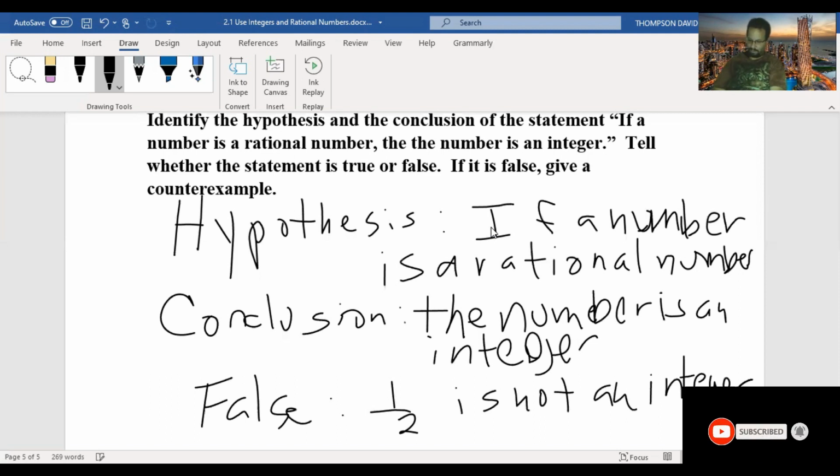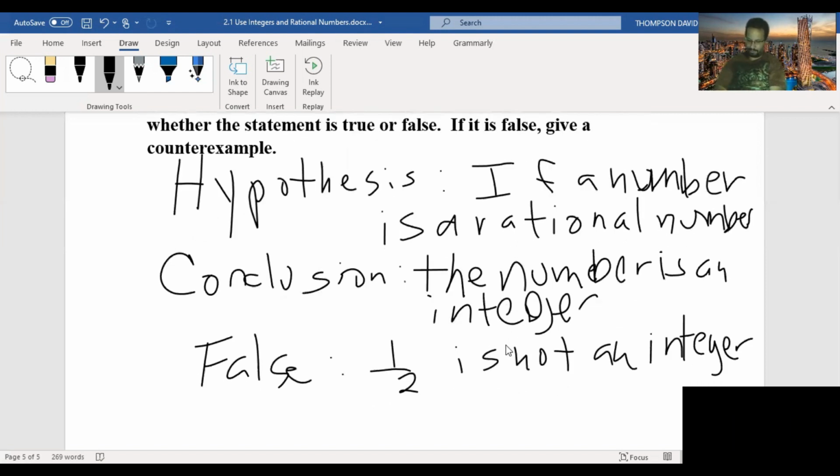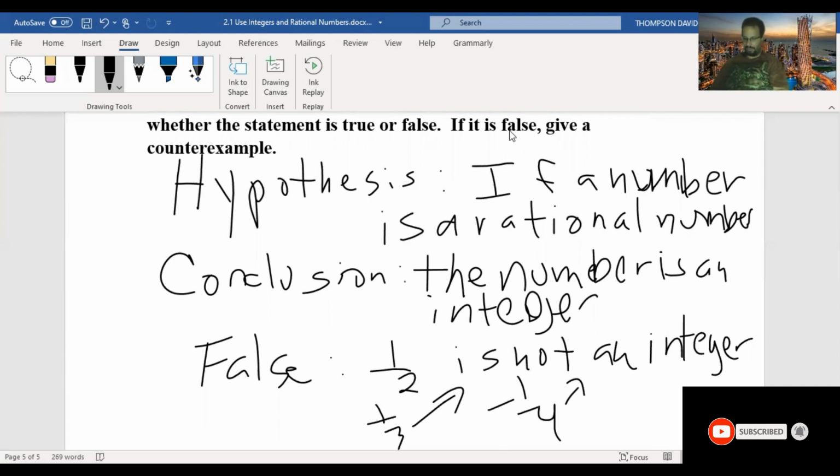I can use any number of fractions or decimals. For example, I could also say 1/3, which is also not an integer. Negative 1/4 is also not an integer. So any fraction is not an integer. And there's 3 examples I just gave. I hope that helps you understand the idea of integers and rational numbers.